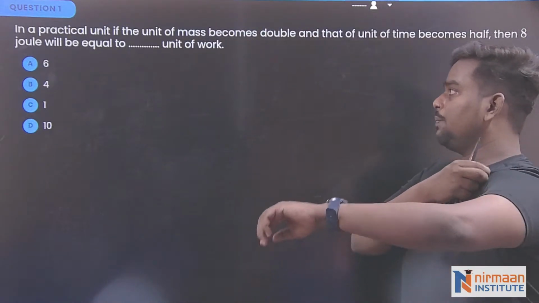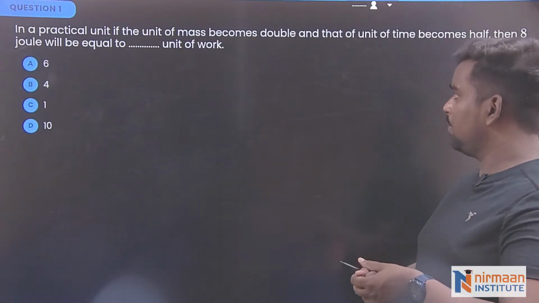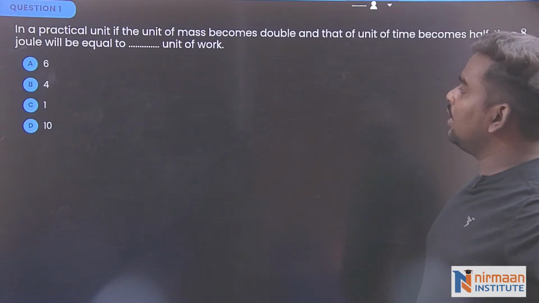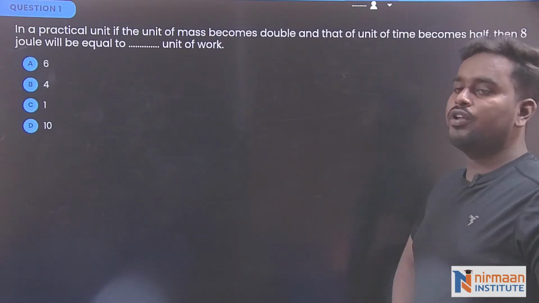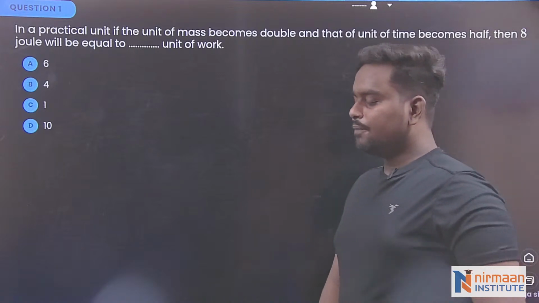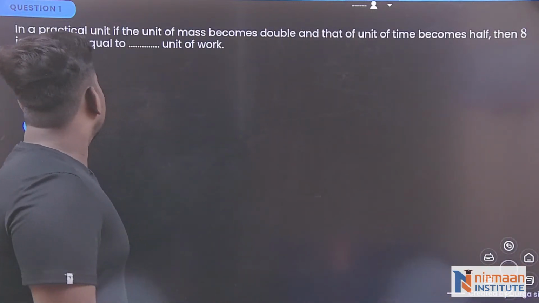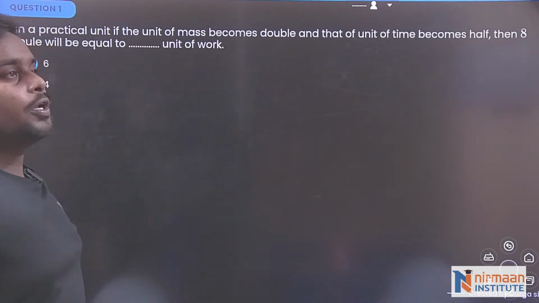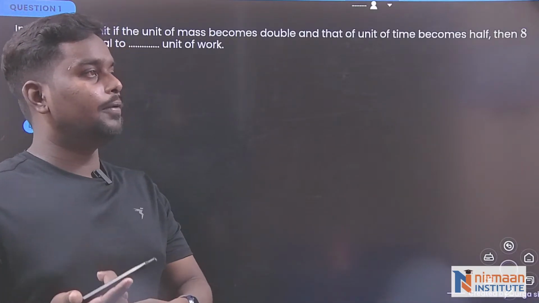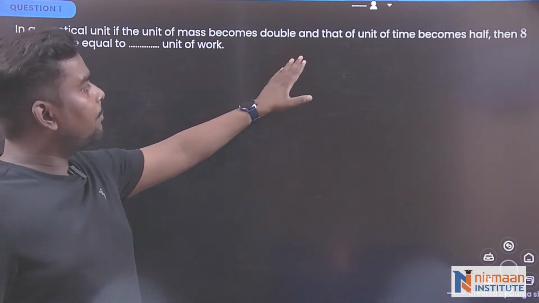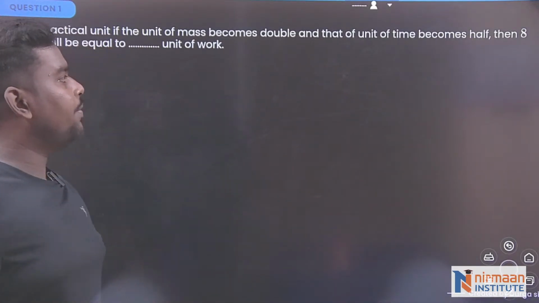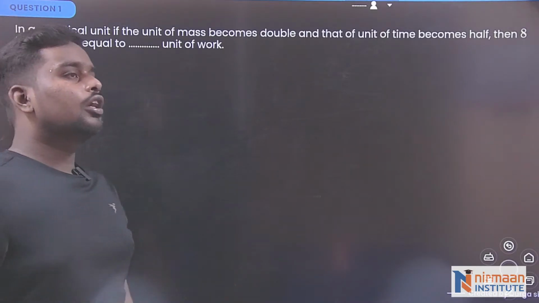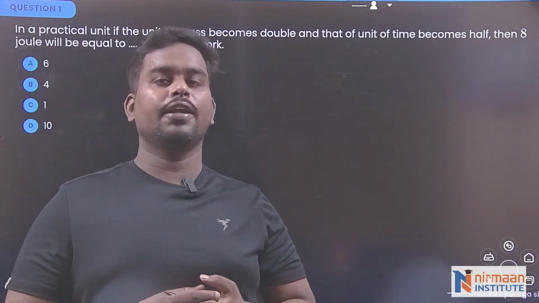So in a practical unit, if the unit of mass becomes double and the unit of time becomes half, then 8 joule will be equal to how many units of work? See, what are they saying? In a practical unit, if the unit of mass becomes double, and the unit of time becomes half, then 8 joule of work done will be how much? So can you tell which concept we will use here?